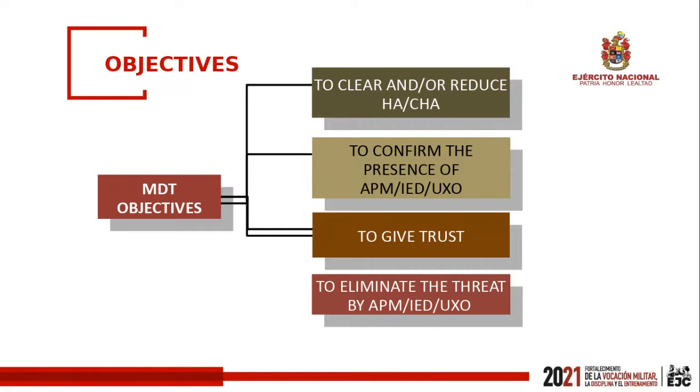The third objective that we have is to give the local population enough confidence to use the land without the need for a clearance process. And finally, it's to eliminate the threat posed by anti-personnel mines or the IEDs for the community in a confirmed dangerous area, to the determined depth.